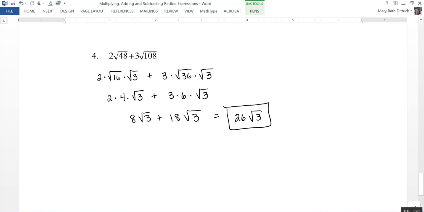So in this video we took a look at how to simplify radical expressions and then how to multiply them and add them and subtract them.